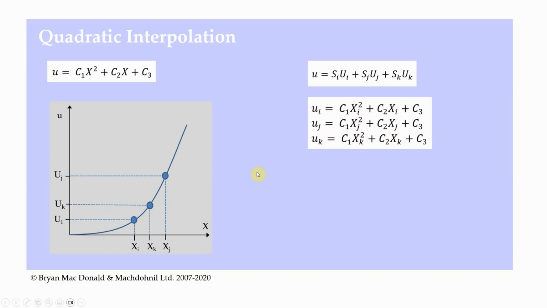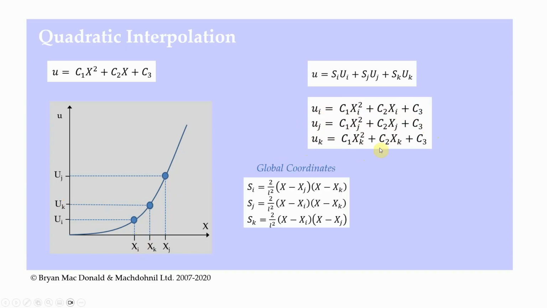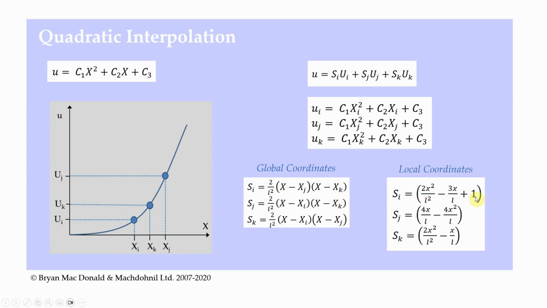Again, we're going to use the same procedure as before, and we find that the shape functions end up looking like this. In global coordinates they are 2 over L squared times various combinations of x_i, x_j and x_k. We can equally determine them in local coordinates, and in that case they look a bit different. We would put in capital X_i plus small x for x and rearrange the equations to give us the local coordinate form, and these are the quadratic shape functions in local coordinate form.